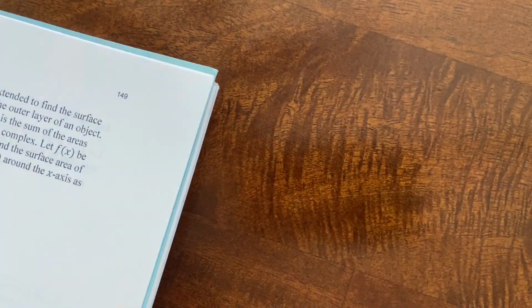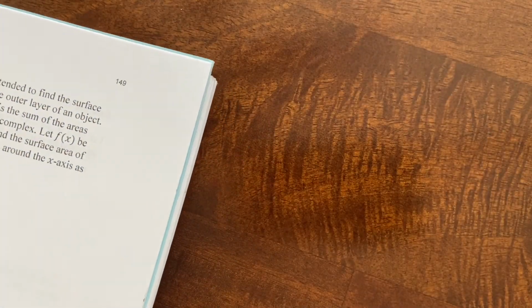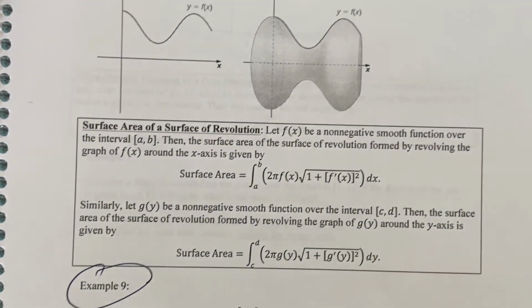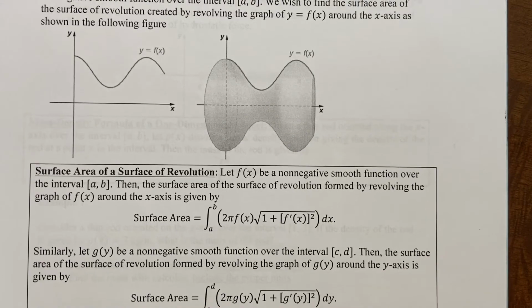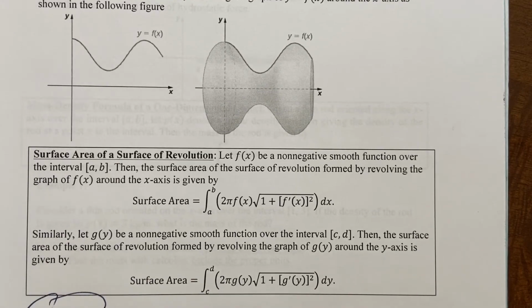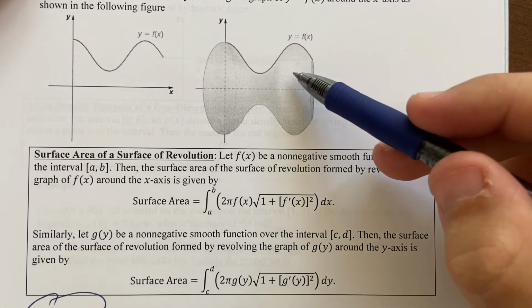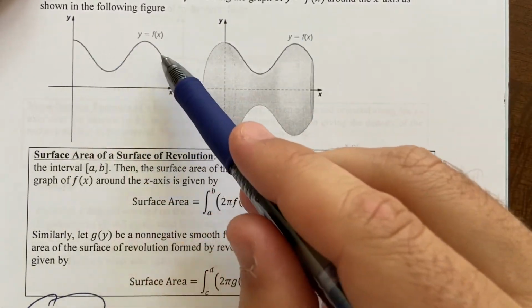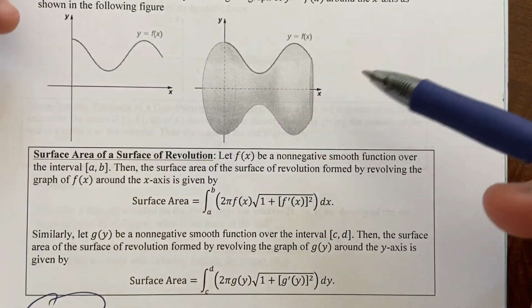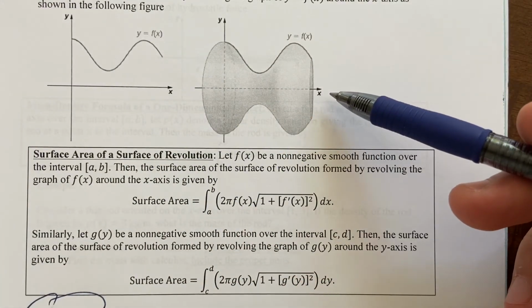Moving on. Let's talk about one more thing. This surface area. So this is our last kind of important formula in this section. So the surface area of a generated solid, so imagine you have this curve, and then you rotate this curve around the x-axis, let's say.